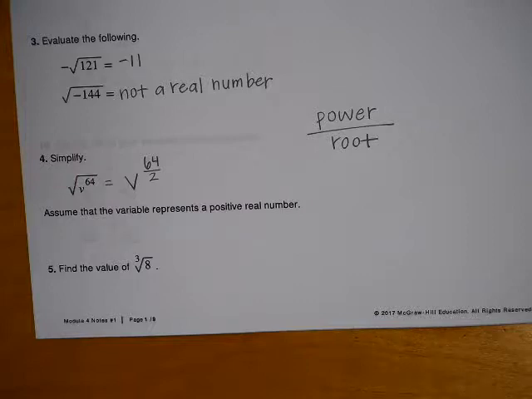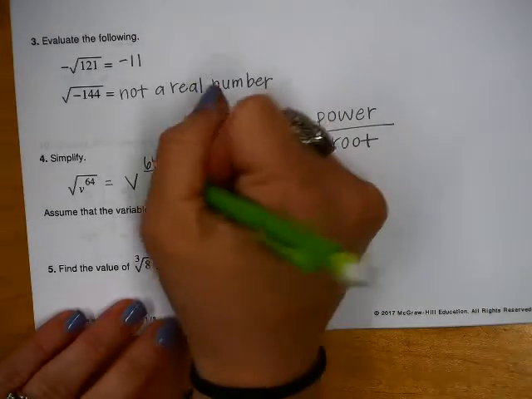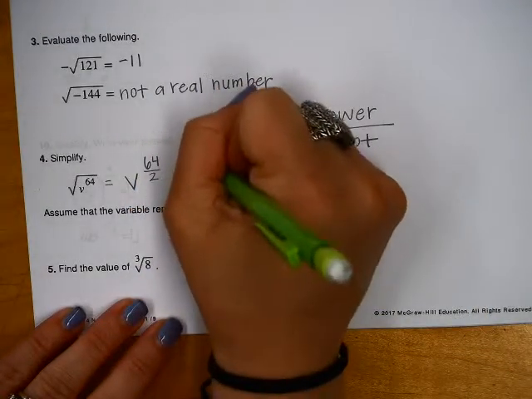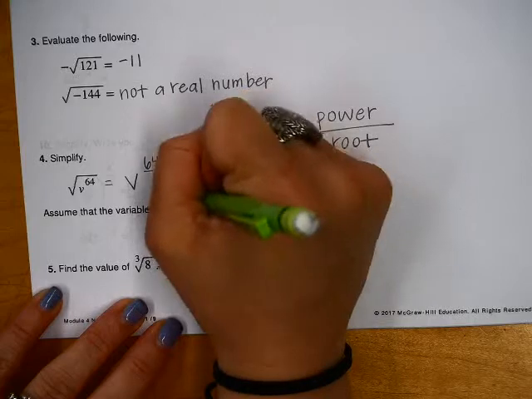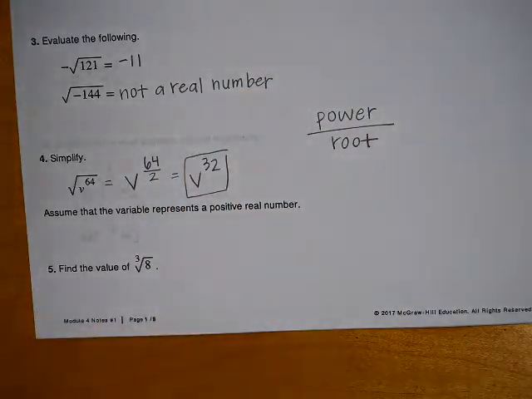You're essentially just saying your power over your root, okay? So when they're wanting you to simplify these, you can just say 64 divided by 2, and what does that give us? 32, and so this is v to the 32 power. And that's your final answer. Now we're going to see this a lot today, but we're also going to look at some in a little bit where it doesn't divide evenly. Okay, and we're going to talk about how to address that when they do not divide evenly, how to break those down.